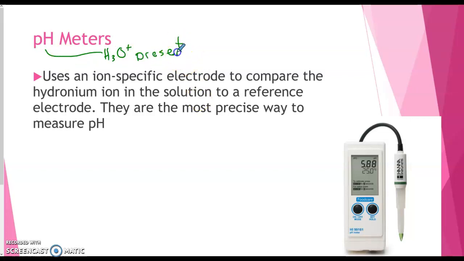So if you go on to university chemistry or higher level chemistry, you'll start using these. What they have is an electrode, and they will indicate and measure how much hydronium is present to give you an actual digital reading of how much your pH is.